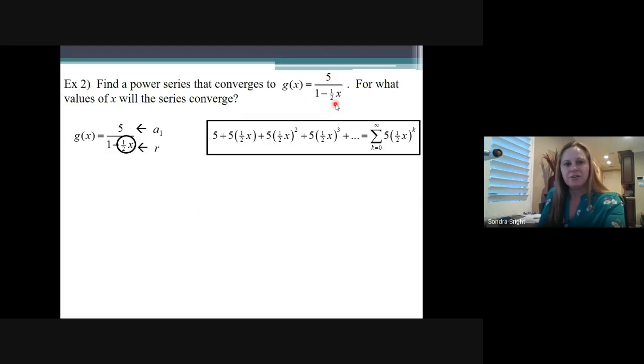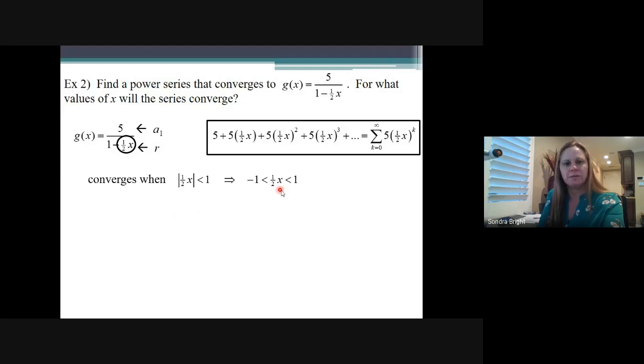For what values of x will the series converge? Well, we know that it converges when the absolute value of r is less than 1, and your r is 1/2 x, so it converges when absolute value of 1/2 x is less than 1. Don't leave it like this, though, right? We want to remove the absolute value symbol, and you do that by putting it between the negative of this guy and the positive. And then you want to solve for x, and we have 1/2 times x here.